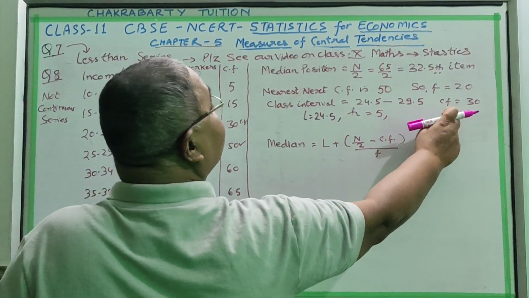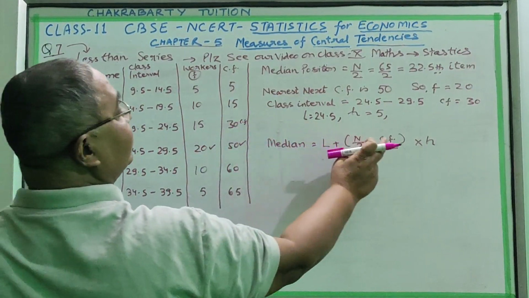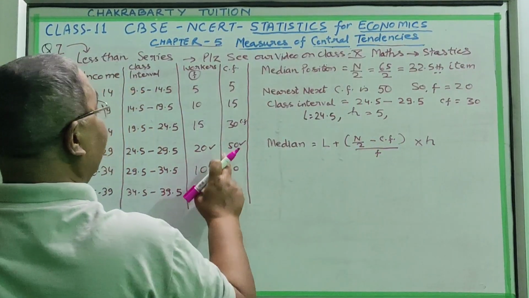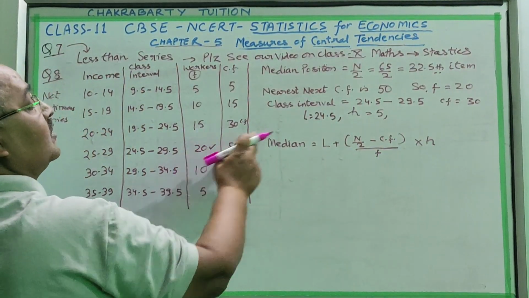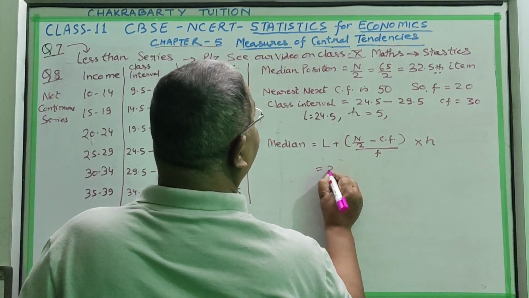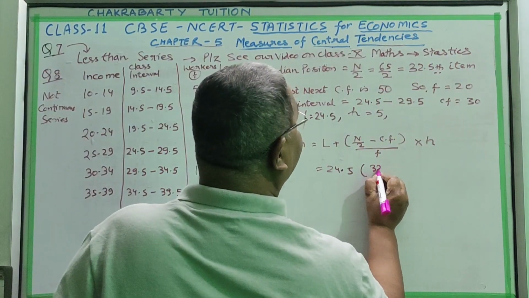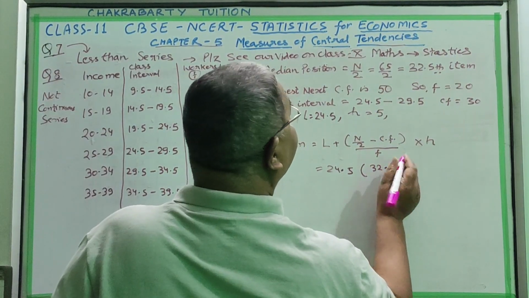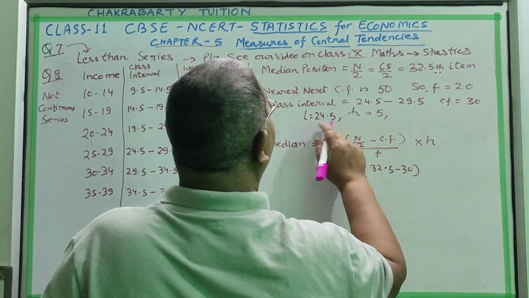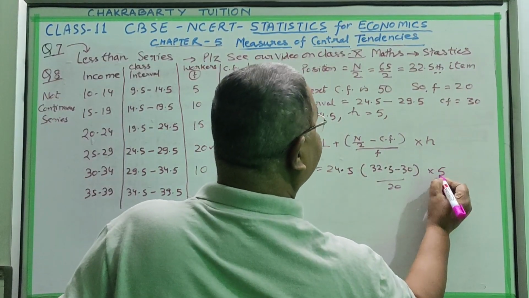And the cumulative frequency of the previous class is 30. This CF is the cumulative frequency of the previous class. And F is the frequency of the class, which is 20. Now we have written everything, so we will fill in the formula. 24.5 plus 32.5 minus the cumulative frequency of the previous class, upon F. F is already 20, and h you have already calculated.